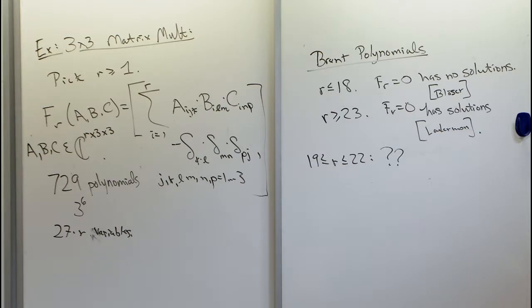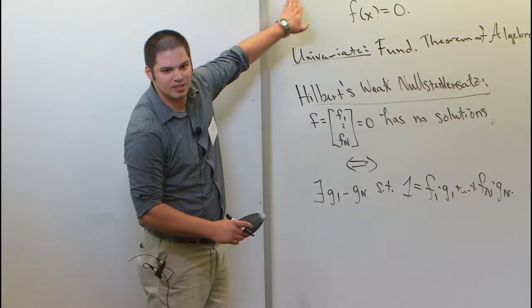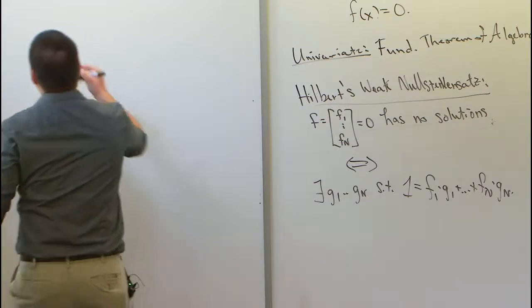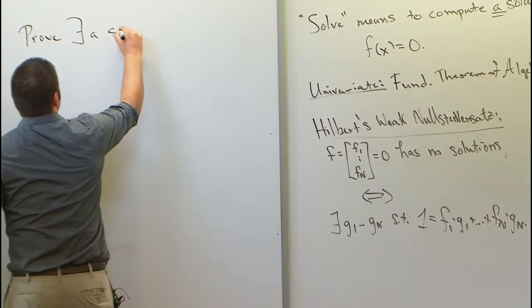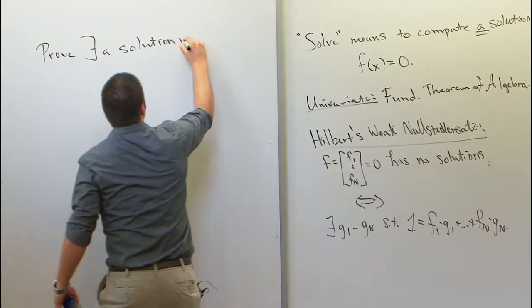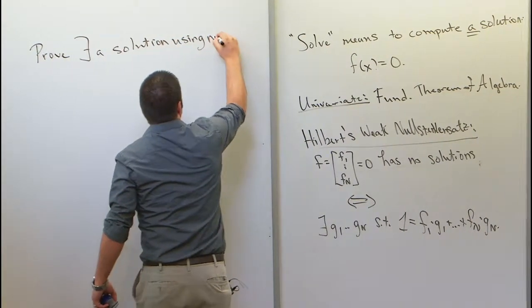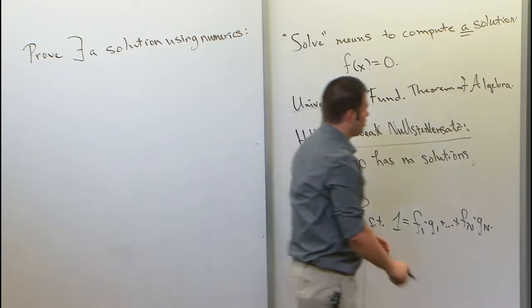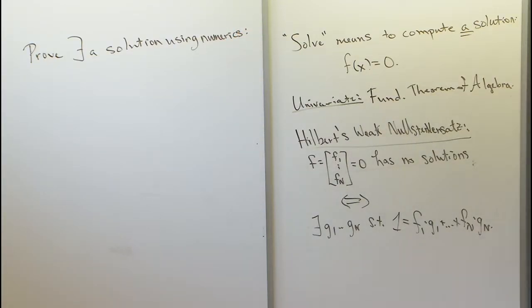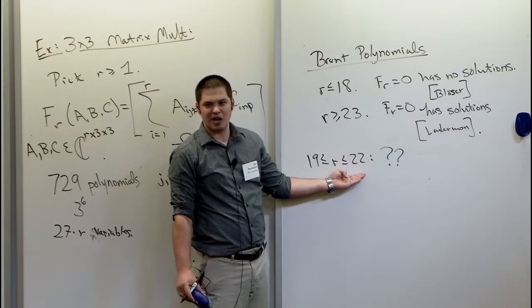How can you use numerical methods to prove that there exists a solution? So, prove there exists a solution using numerics. So what I'm looking for here is I'm looking for probably integers.